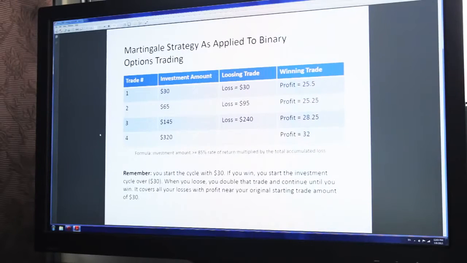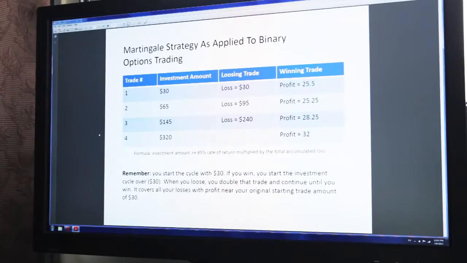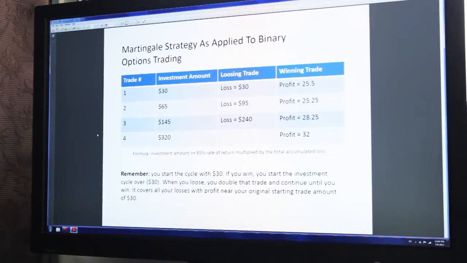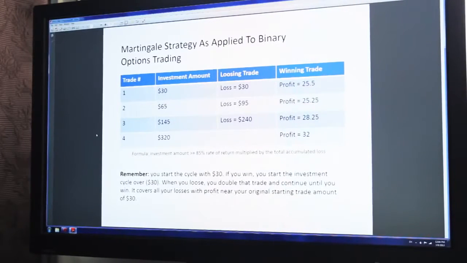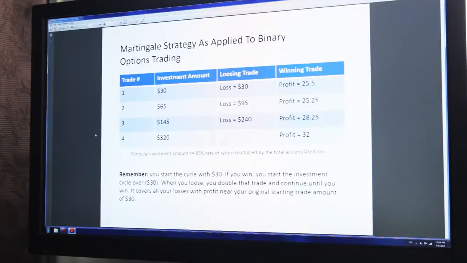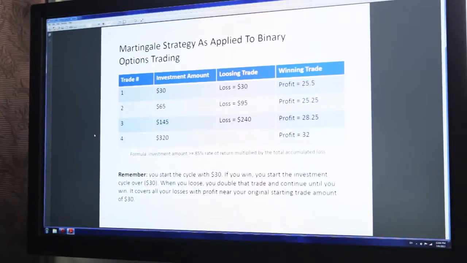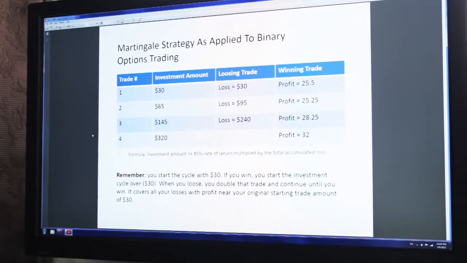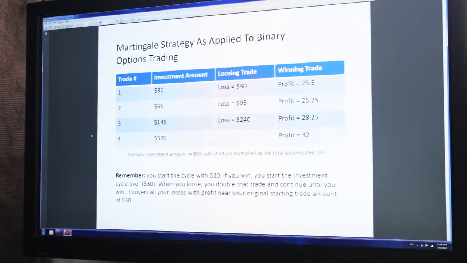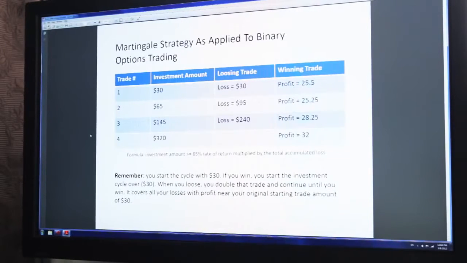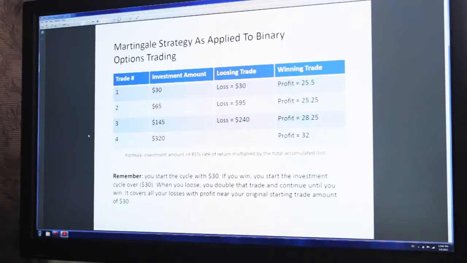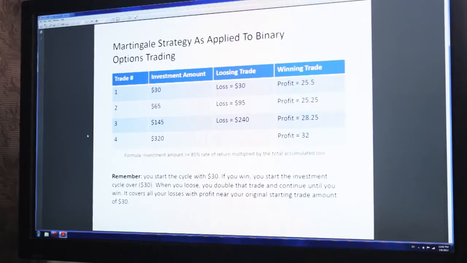So what you really need to remember is no one wins 100% of the time. No one, because it's binary options. However, because it is binary options, no one ever loses 100% of the time. And this is where the strategy really comes into its own. This is where it really proves its worth and why it's very, very, very attractive.